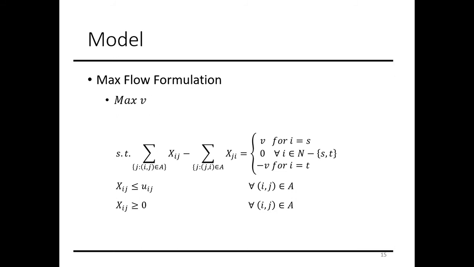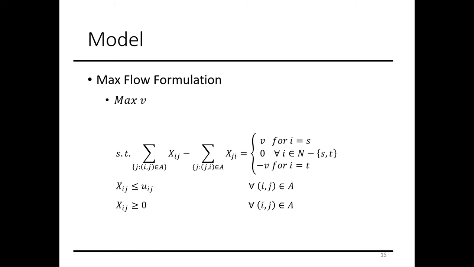Considering only the source node, only flow is coming out of it, so that flow balance is going to equal v. For all the other nodes that are not the source and sink nodes, so all the transshipment nodes, the flow in is going to equal the flow out, so that difference is going to equal 0. And for the sink node, there's only flow going into it, so it's going to equal negative v.